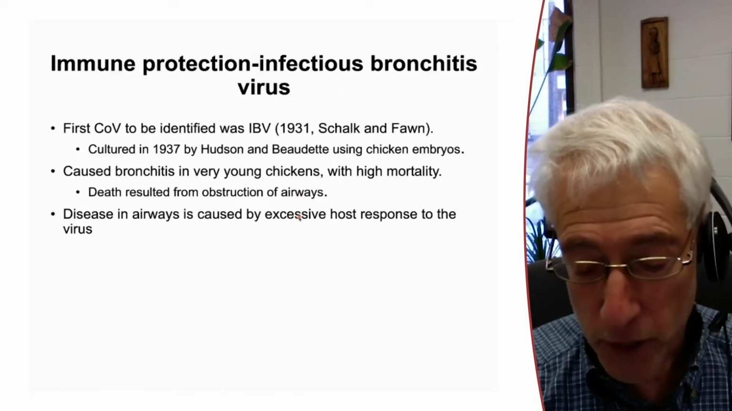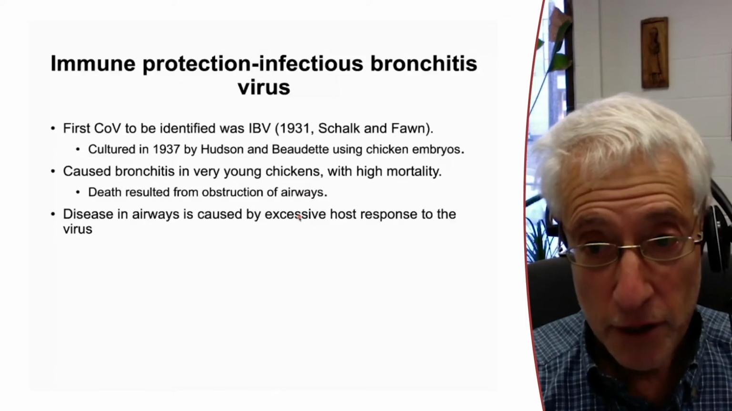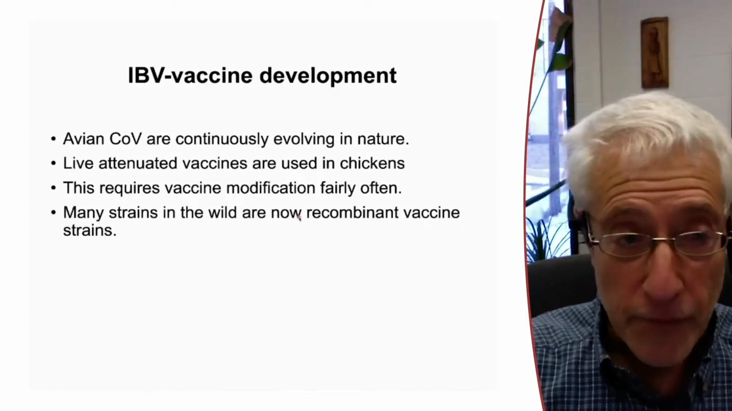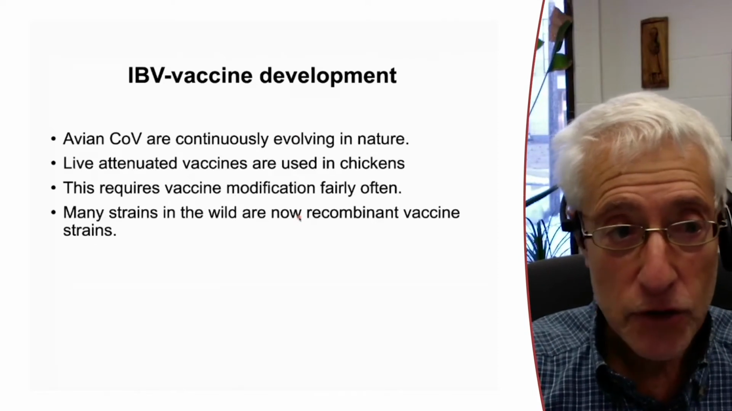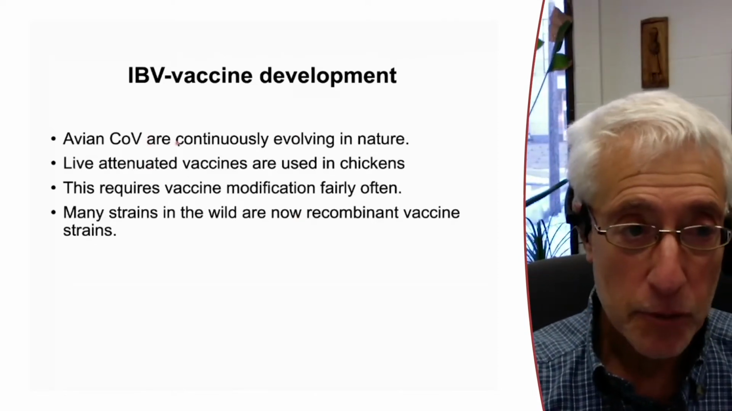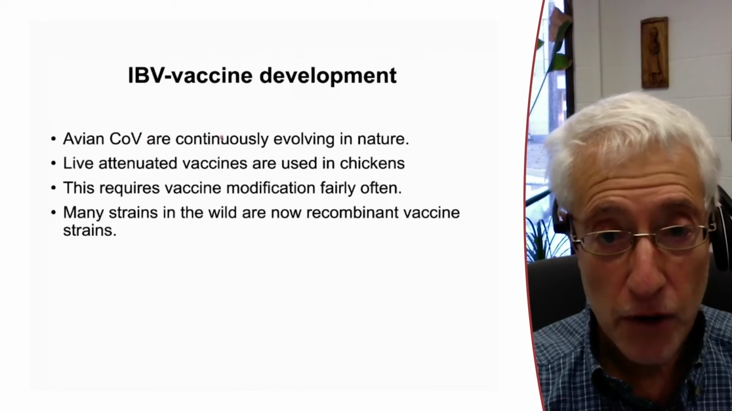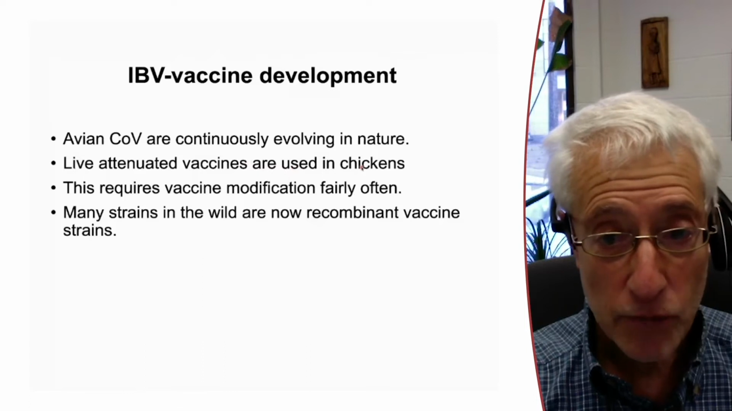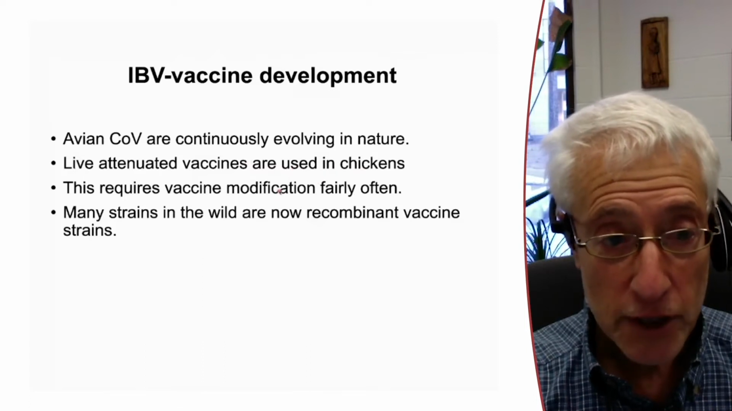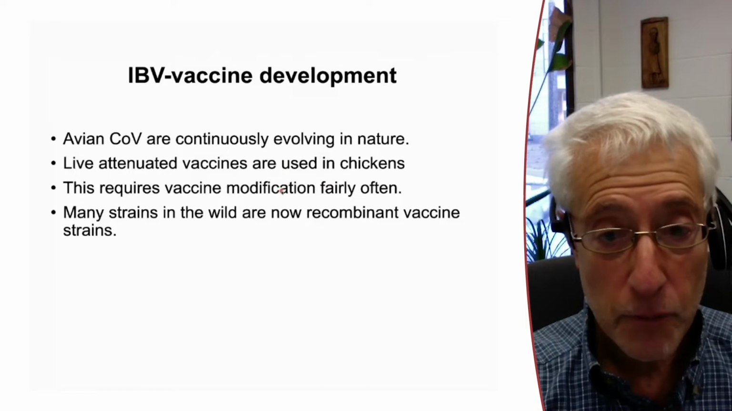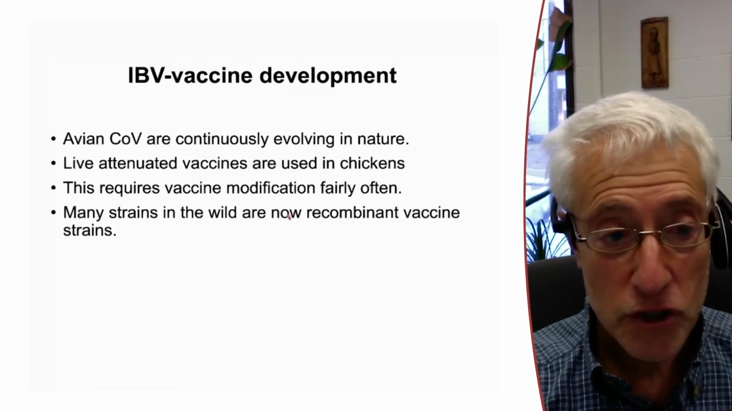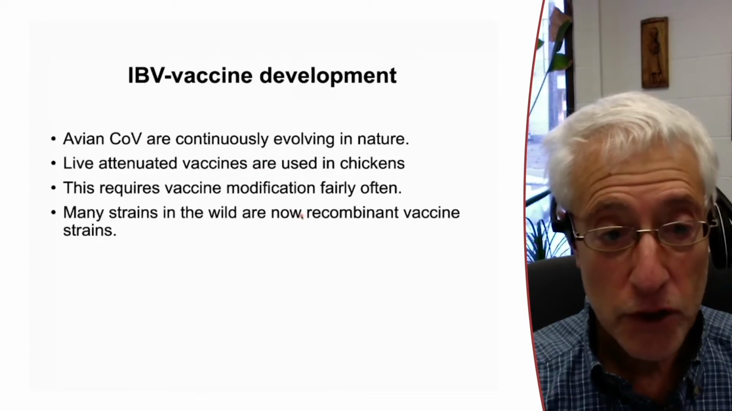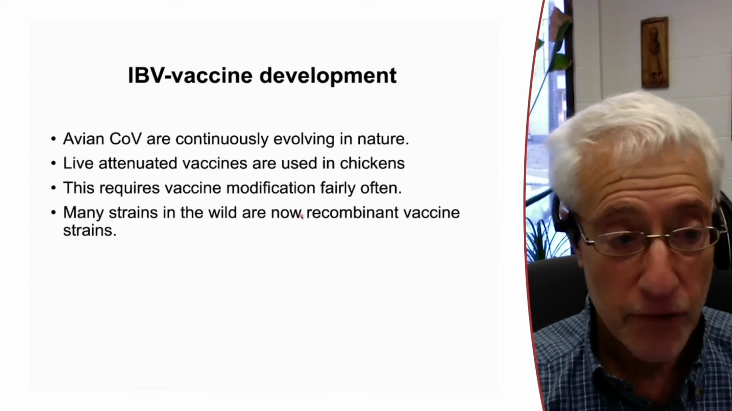In this case, what is happening is excessive secretions, much like what happens when people develop a cold. So the vaccines were developed against IBV, and it turns out that these vaccines had problems because avian coronaviruses are always evolving in nature. It sounds similar to SARS-CoV-2. Live attenuated vaccines were developed and are used in chickens, and what happens is there's frequent vaccine modification, and this resulted in recombination within the field. So most of the viruses circulating were in fact recombinant vaccine strains.